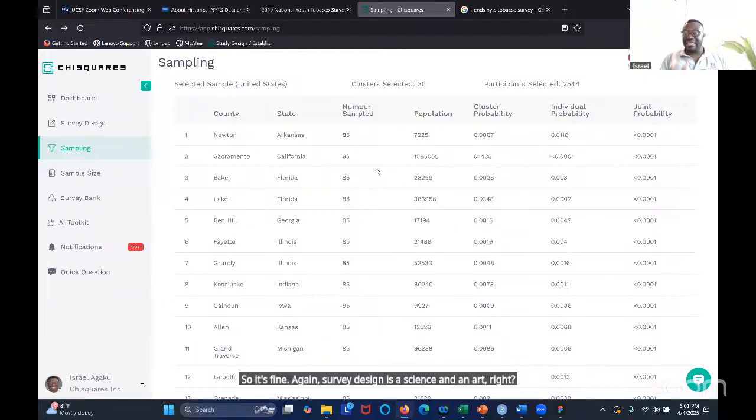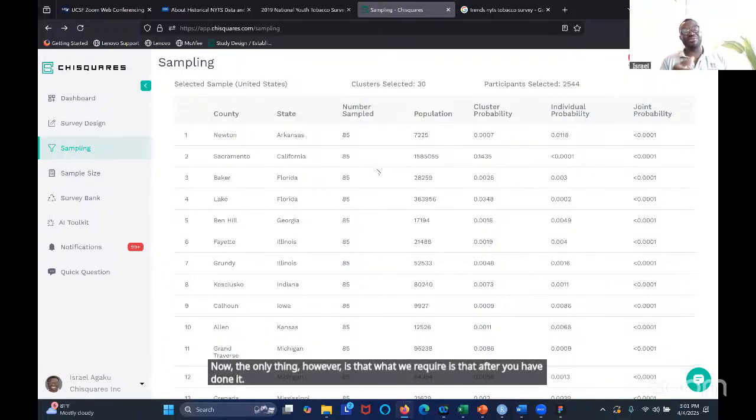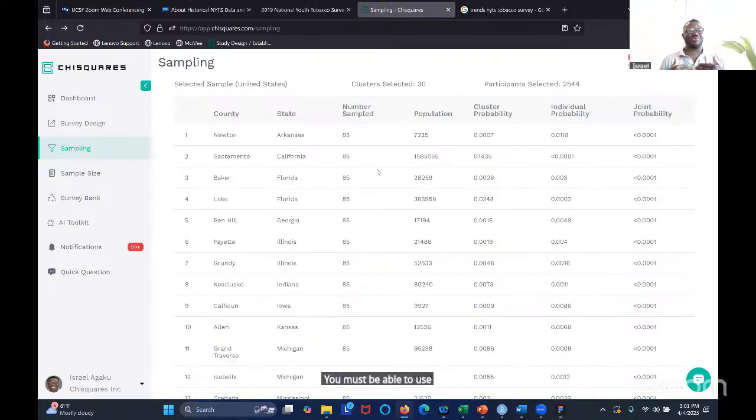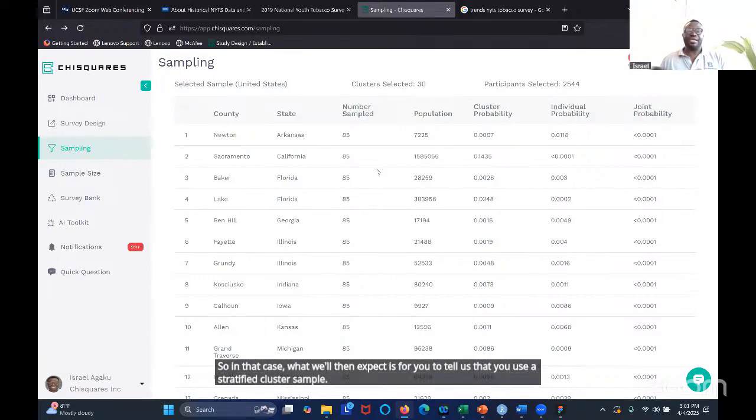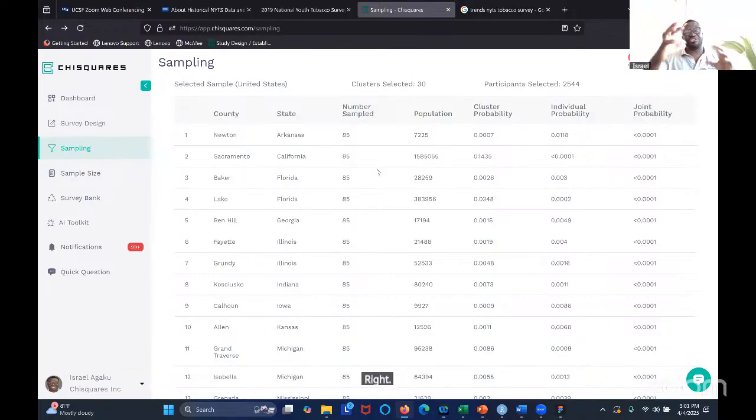Now, the only thing, however, is that what we require is that after you have done it, you must be able to use the proper terminology to tell us what you did, right? So in that case, what we'll then expect is for you to tell us that you used a stratified cluster sample, right? Where you, first of all, stratified based on so and so, and then you did that.